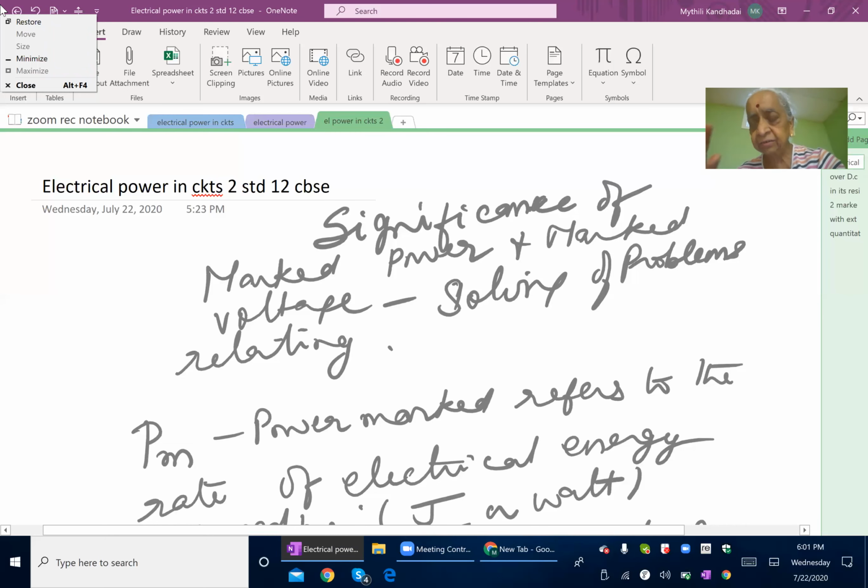That is, why are those parameters chosen for marking and not any other? There are so many electrical interdependent parameters. Why are they not choosing all that, and only choosing voltage marked and power marked? That will be my discussion today.